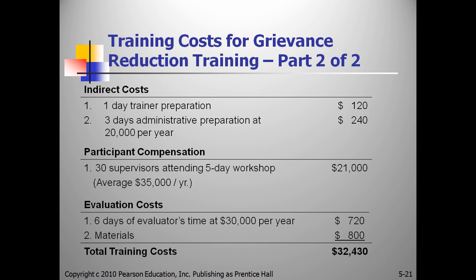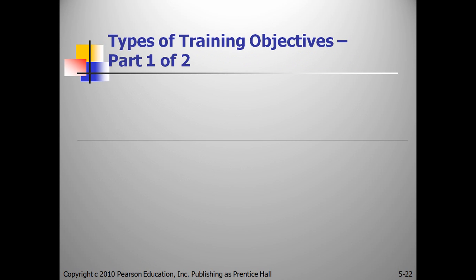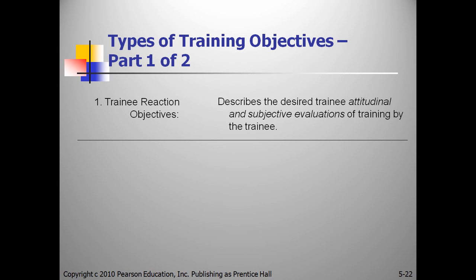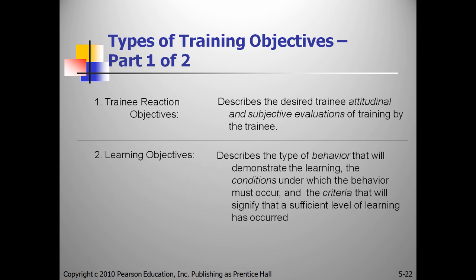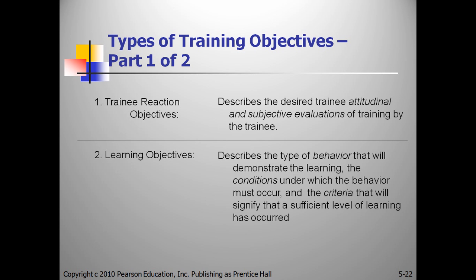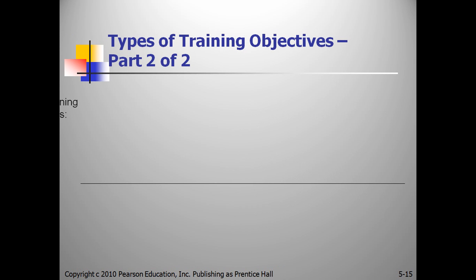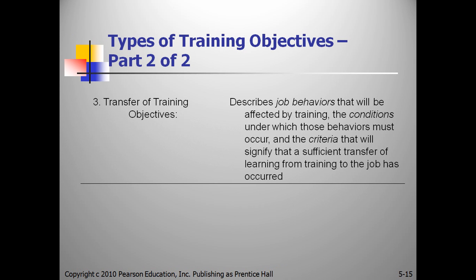In the next part of this lecture, we're going to talk about training objectives. There are different types of training objectives. Trainee reaction objectives, learning objectives, transfer of training objectives, and organizational outcome objectives.